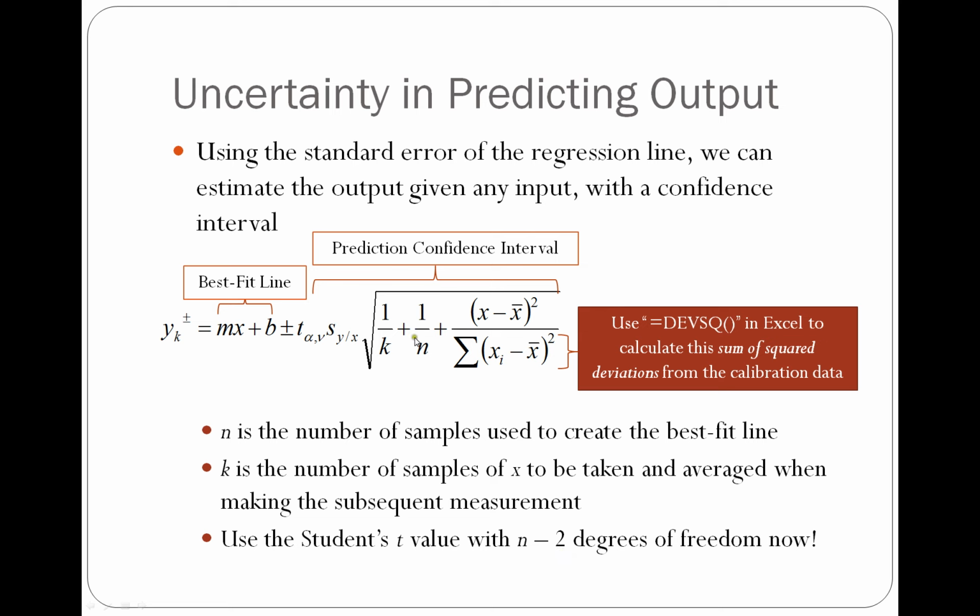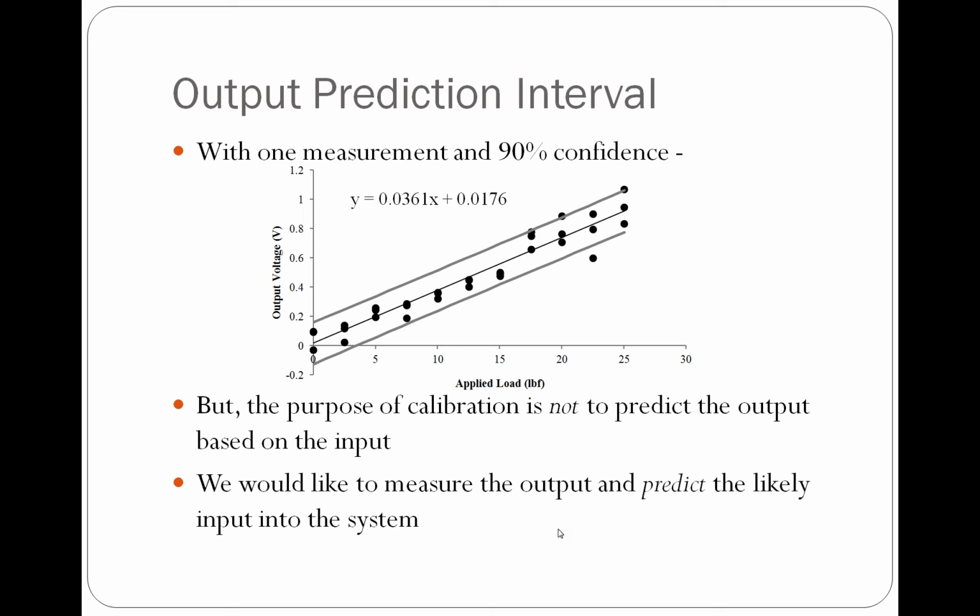So if we used 30 samples to come up with our best fit line, we would come up with the student's t critical value by looking at the chart and using 28 degrees of freedom instead of 29 or 30. Okay, we'll go through an example of this, but what does the output prediction interval tell us?